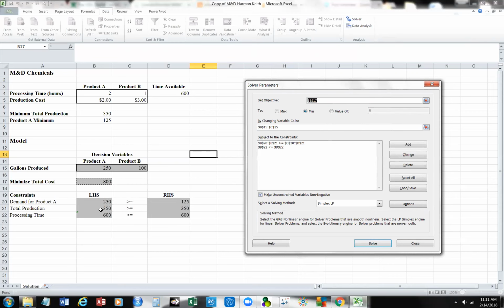You know, it's got to be 350. It's got to be equal to or greater than. And then we have the processing time, and notice this, the processing time must be equal to or less than 600. So we have the constraints. Then we tell it to make unconstrained variables non-negative. So we're not going to have any negative variables. And then here we're choosing a solving method, and we're assuming it's simplex.